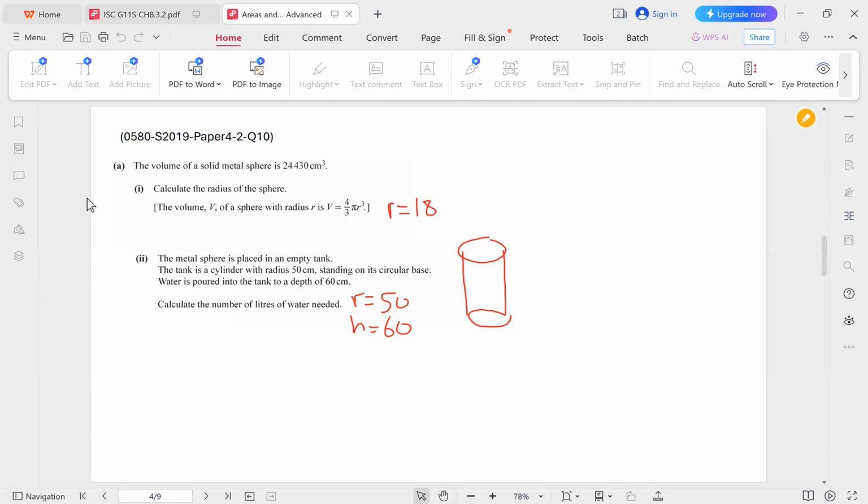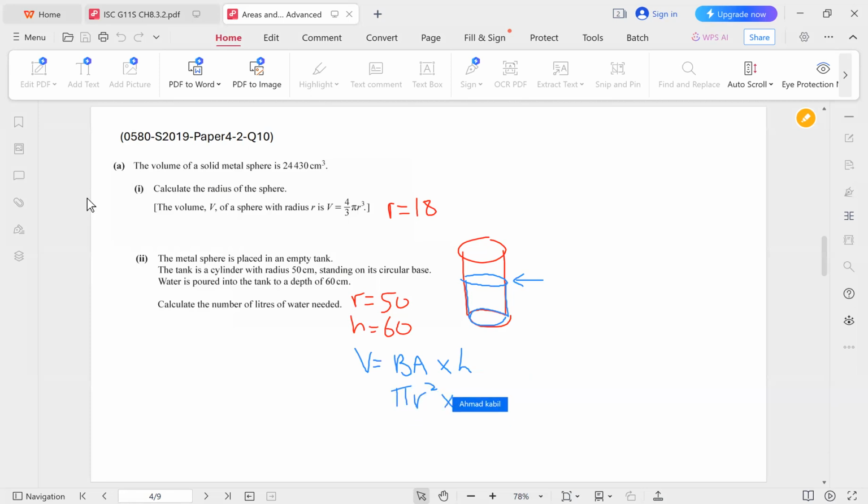So the required amount of water here is going to be the volume of this small cylinder within the cylinder up to the height which is filled with water, which is base area multiplied by height. Base area, of course, would be pi r squared.